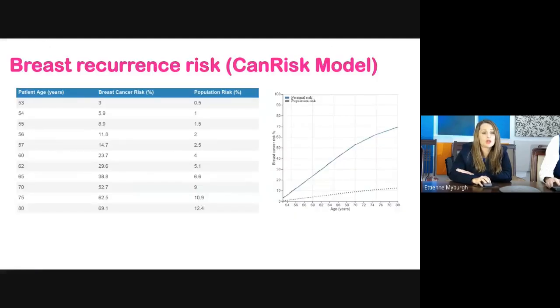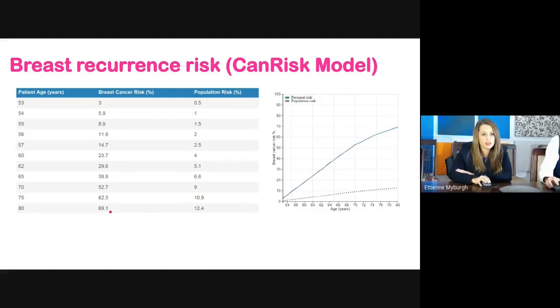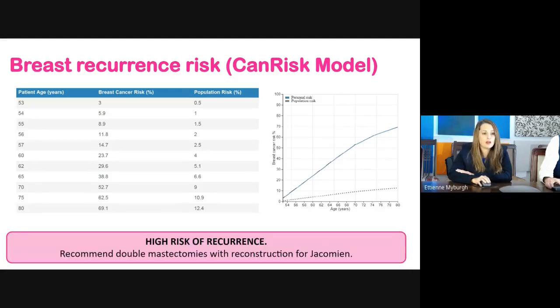So in her case, I also did a CanRisk model risk assessment. And you can see once again, the solid line is Yakumin, and you can see her risk is much, much, much higher than the general population. If you look at the risk figures, it's 69.1%. So that is a very high chance of developing breast cancer again. So for her, I also recommended double mastectomies with reconstruction.